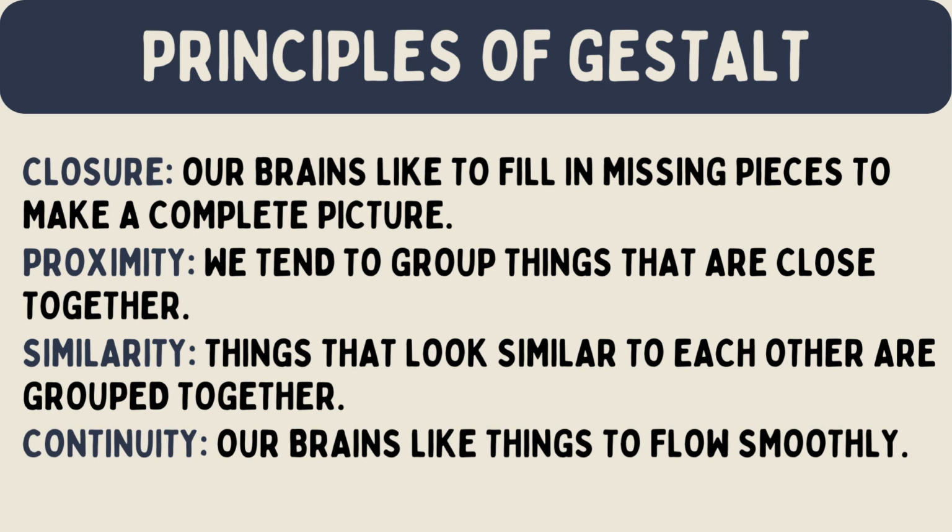So if you see a line that's interrupted, you might still see it as a continuous line. 5. Figure ground. We tend to separate things into a foreground and a background. For example, if you see a picture of a black cat on a white background, your brain sees the cat as the main thing, the figure, and the white as the background.